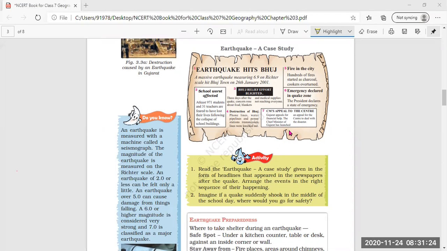So great help was needed to give a helping hand to this Bhuj area, which was in Gujarat and had suffered a lot of destruction from the earthquake. So today, this much only.